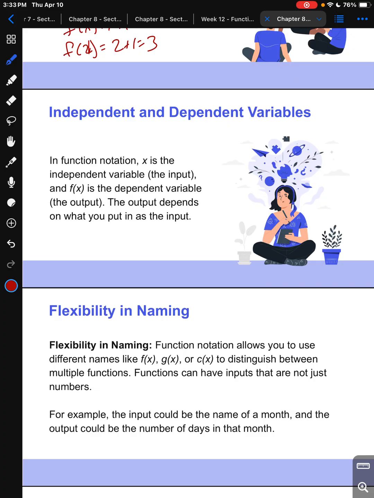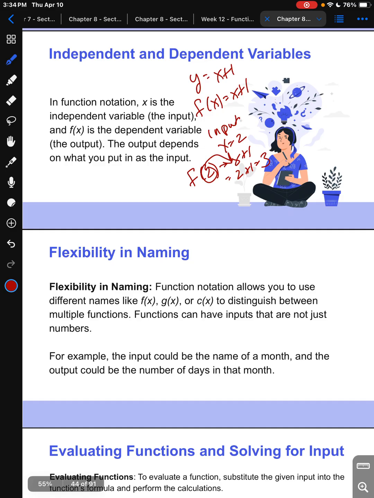Now, independent and dependent variables in function notation: x is the independent variable, the input, and f of x is the dependent variable, the output. So notice, if I have y equals x plus 1, and I change that to f of x equals x plus 1, if I input x equals 2, which means I have f of 2 equals 2 plus 1, that's 3, because I just input the 2 for the x.